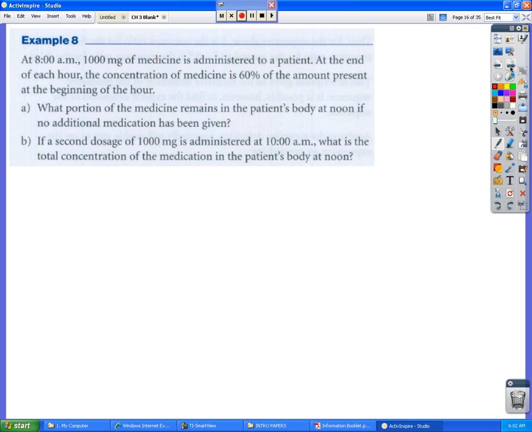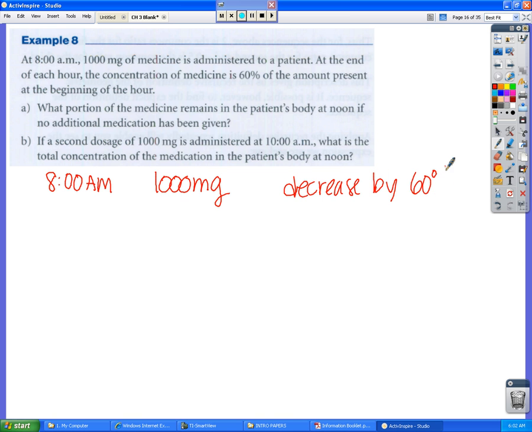And you'll have some word problems that you have to be able to solve that are going to be some type of sequence. So obviously this one coming in the geometric sequence section will be so. At 8 a.m., let's just write down some important information. There is 1,000 milligrams of medicine administered to a patient. At the end of each hour, the concentration is 60%. So this is a decrease by 60% of the amount present. What proportion of the medicine remains in the patient's body at noon?